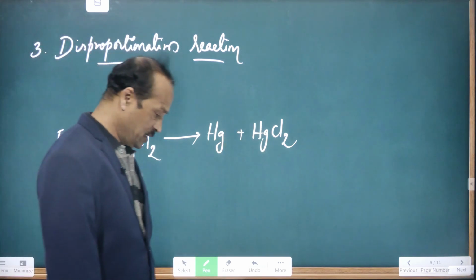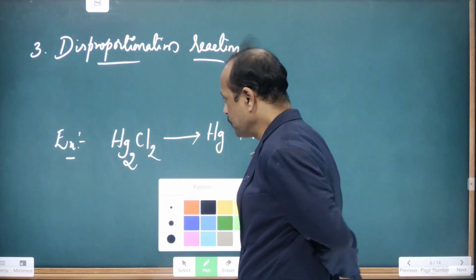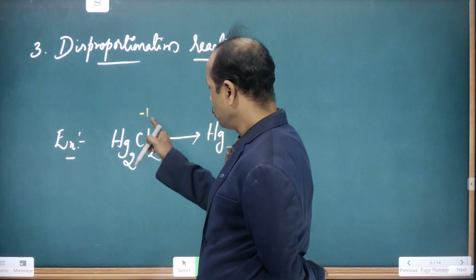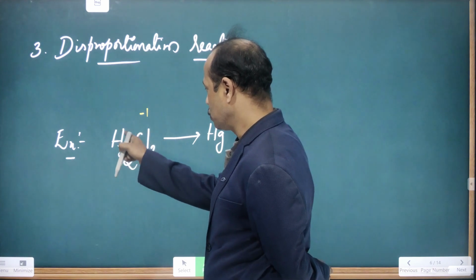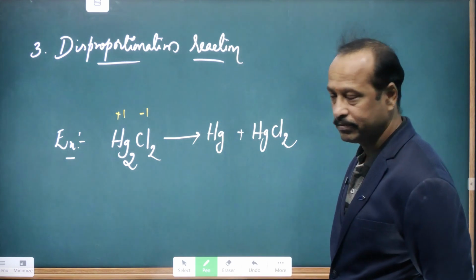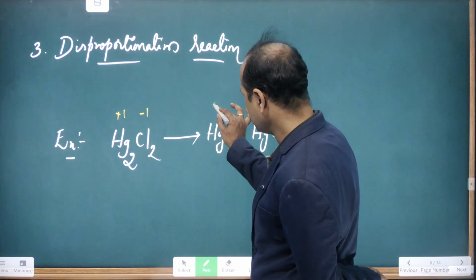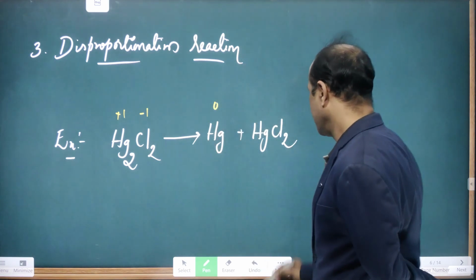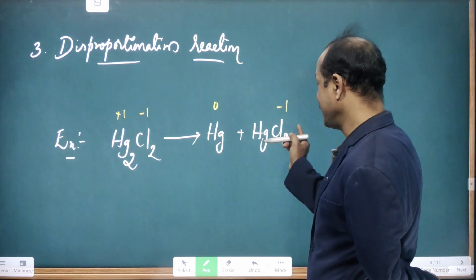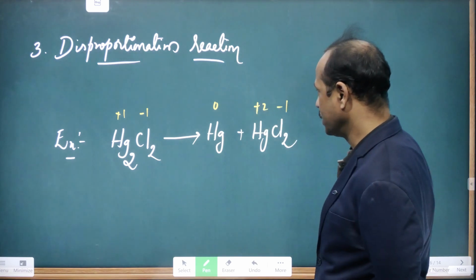Clear? Now see here students, let us see the oxidation numbers. Here you know that the chlorine oxidation number is -1. So -1 times 2 means -2, so this should be +2. So two mercuries are there, each mercury is +1. This is the oxidation number of mercury. Here it is individual mercury, so the oxidation number is 0. Here chlorine is -1, but here there are 2 chlorines, so to make it 0, this should be +2. Okay. So these are the oxidation numbers.